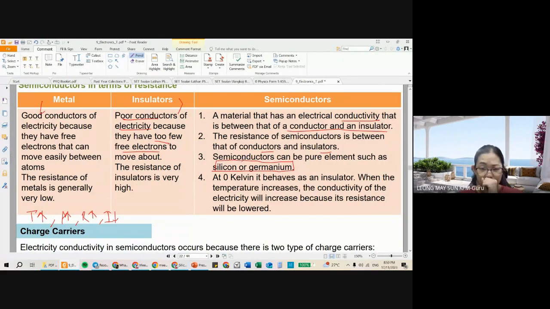Okay, so what's so good about semiconductors? At 0 Kelvin, very cold temperature, a semiconductor actually acts as an insulator, which means the resistance at very cold temperature is high. And when the temperature increases, the conductivity of the electricity will increase because the resistance is lowered. In other words, a semiconductor's resistance can be changed. A metal's resistance also changes based on temperature, but not as much as a semiconductor.